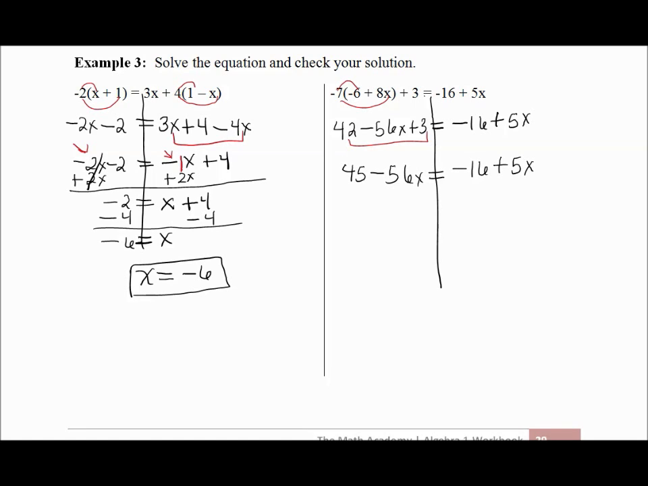Now I'll focus on my coefficients. Okay. And I have a -56 and a positive 5. Well, the positive 5 is larger than a -56. So that means that I have to add 56x to both sides of my equation.